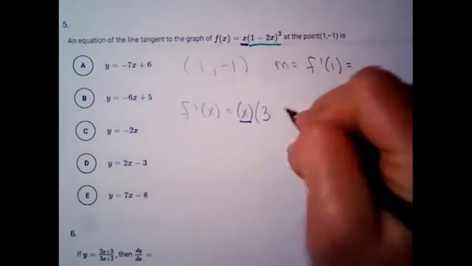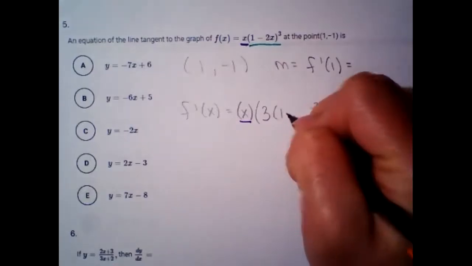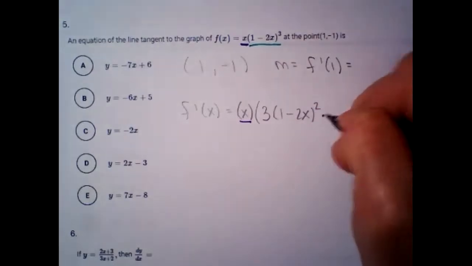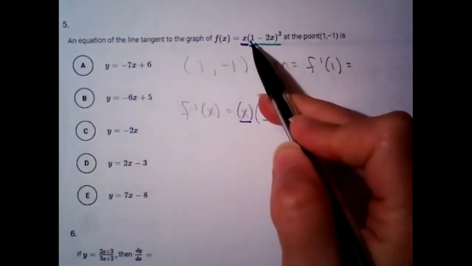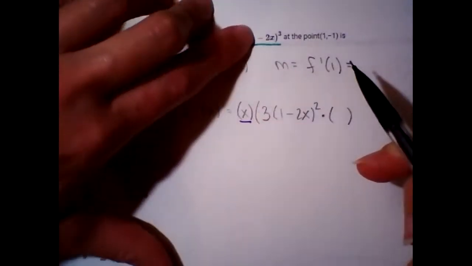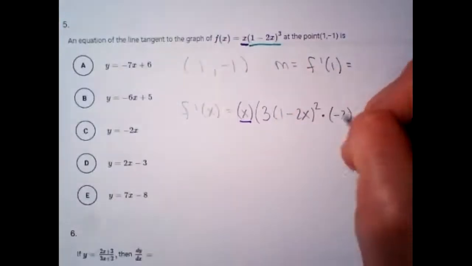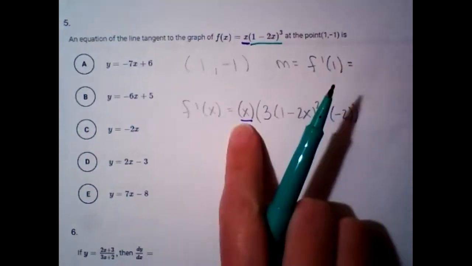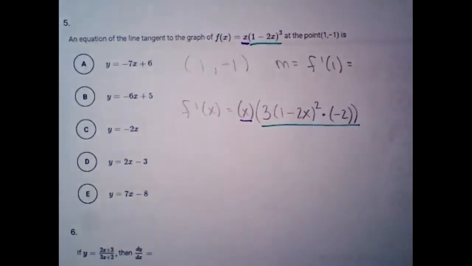We're going to bring the 3 down. It'll drop to a 2. The insides are going to stay the same. And then we're going to chain on the derivative of that inside part. Now 1 is a constant, so that's going to be gone. Derivative of -2x will be -2. So this was first times derivative of the second. And the reason that was so long is because there was a chain rule.